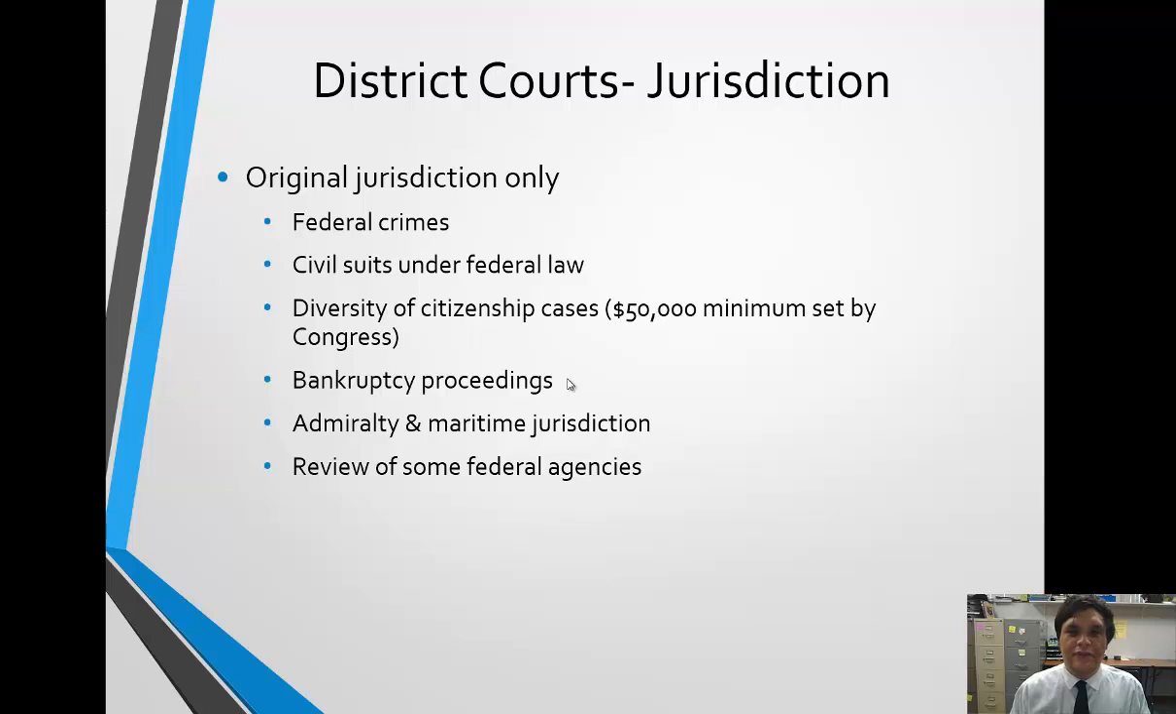They hear cases for federal crimes, civil suits under federal law, diversity of citizenship cases, bankruptcy proceedings, admiralty and maritime jurisdiction as well, so anything that happens out on the ocean. And then they also get to review some of the federal agencies and then bring them up on charges or kind of shame them just a little bit as well. So district courts handle a number of cases, particularly questions dealing with federal law and things like that, which makes sense because they're a federal court. So that's the types of cases that the district courts get to hear. They never get to hear it on appeals.